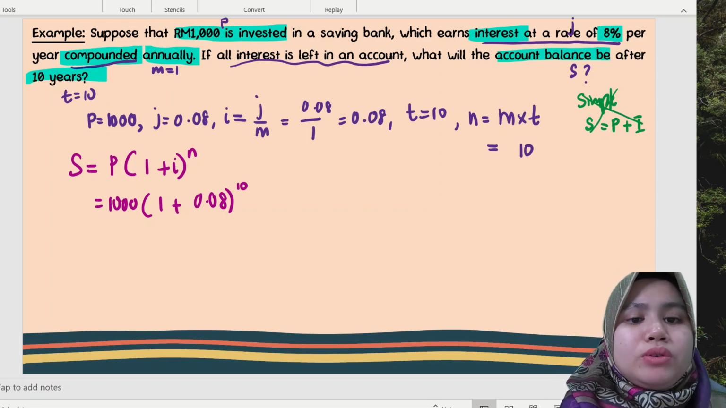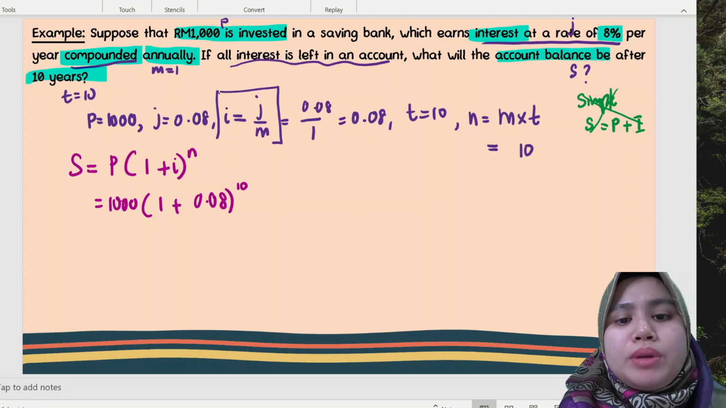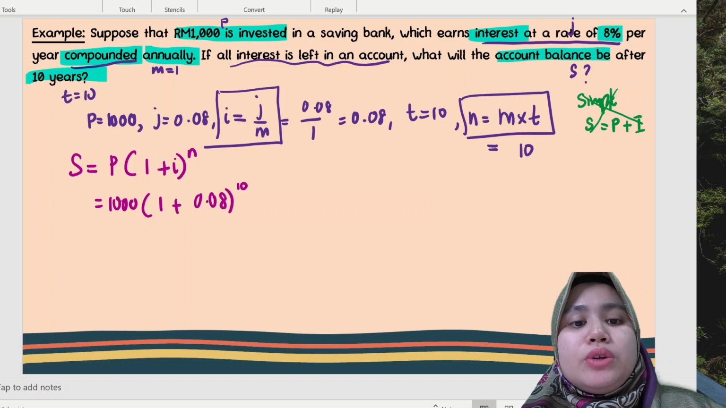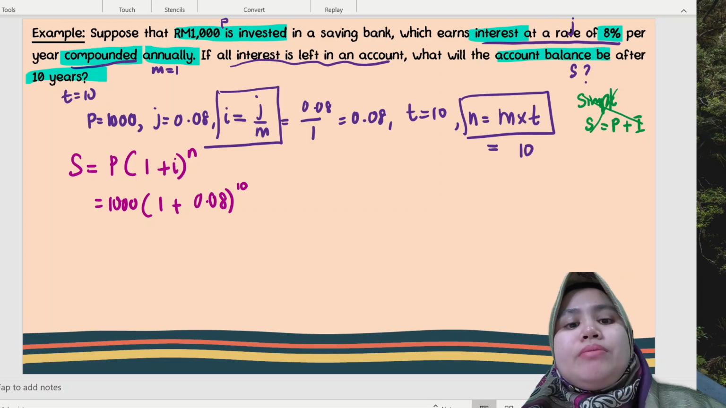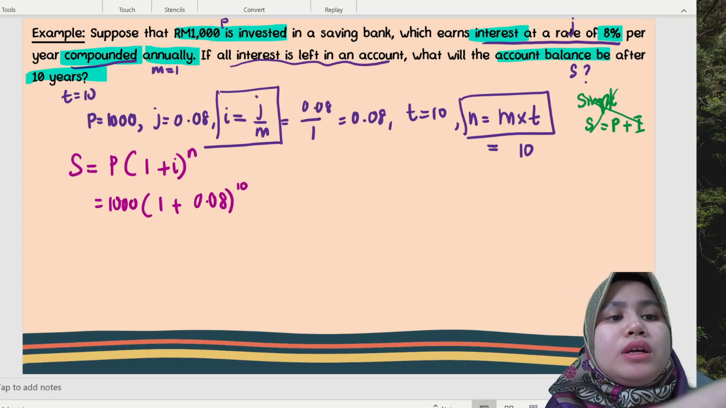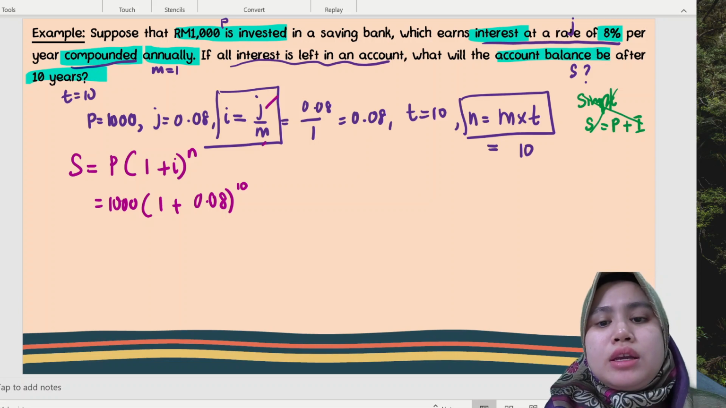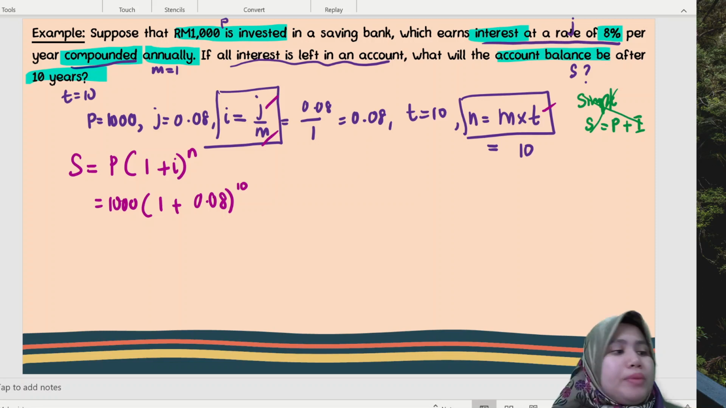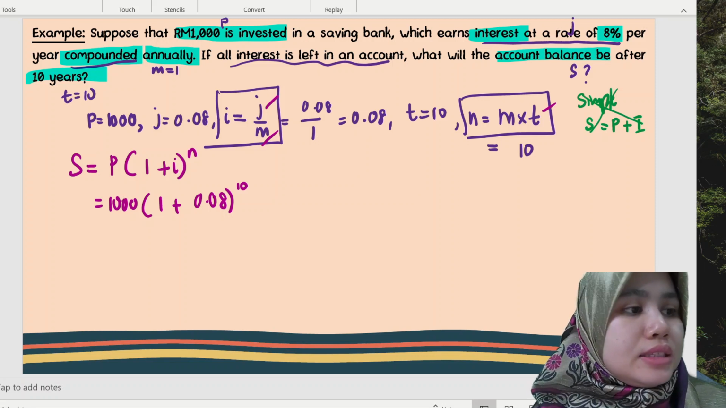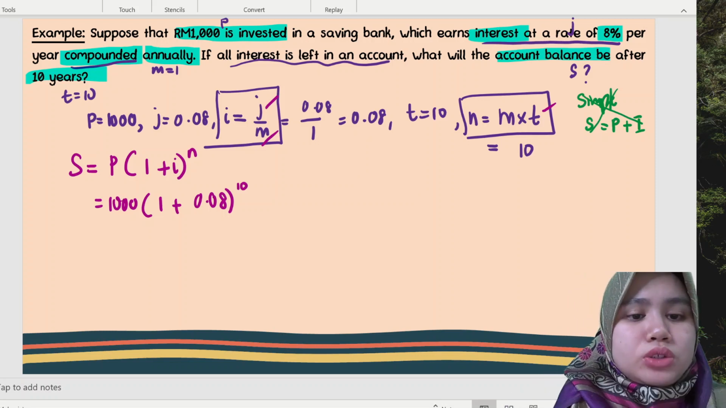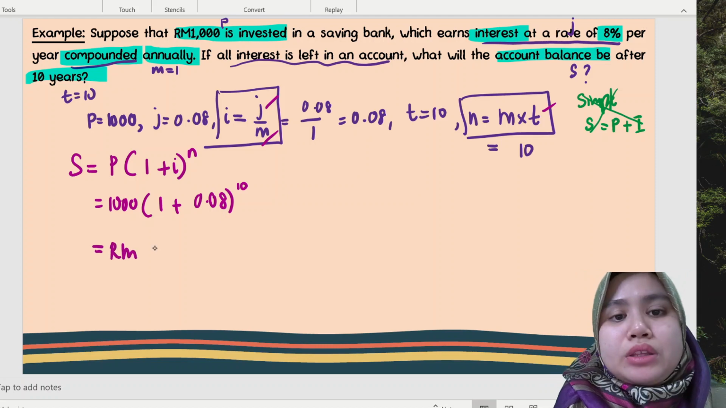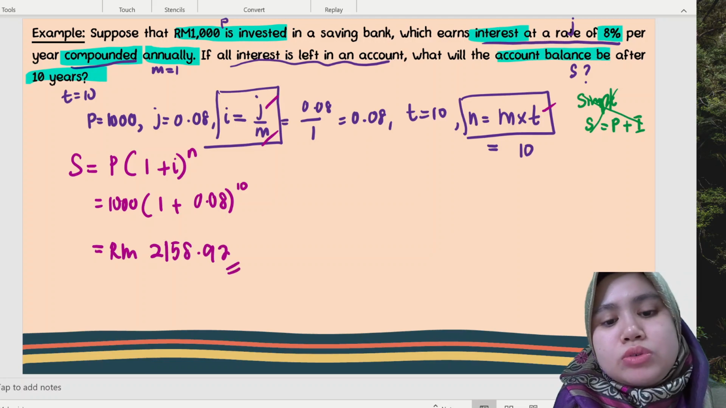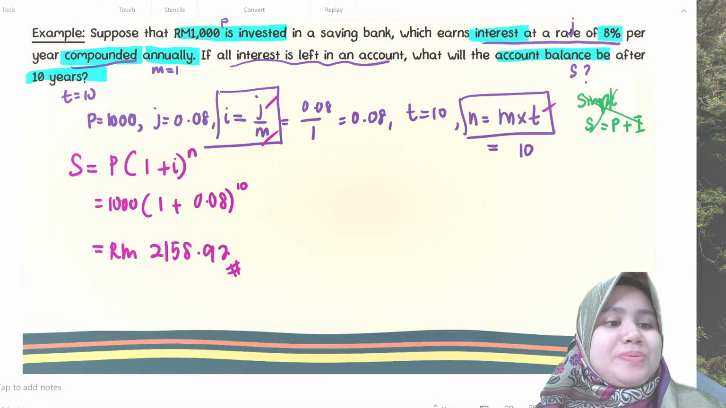So if we look here, you have two formulas that you have to remember, because usually we don't give you the values of I and N. We will give you the values of J, M, and T. That's why you have to know how to find I and N. So here, let's calculate our value. At the end, you should get 2,158 ringgit 92 cents. That's it.